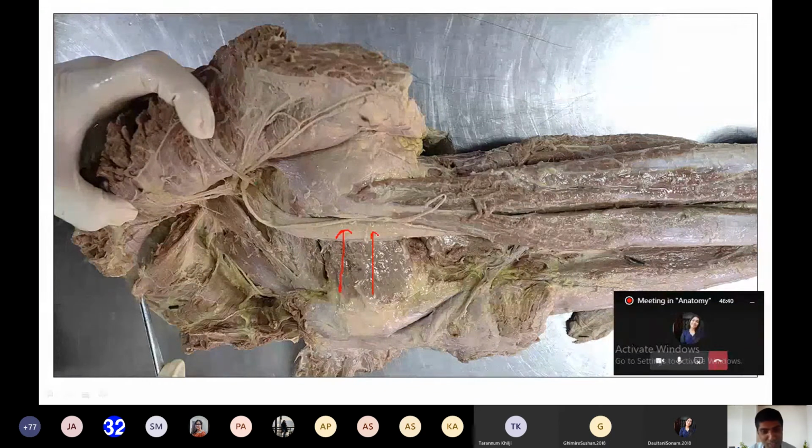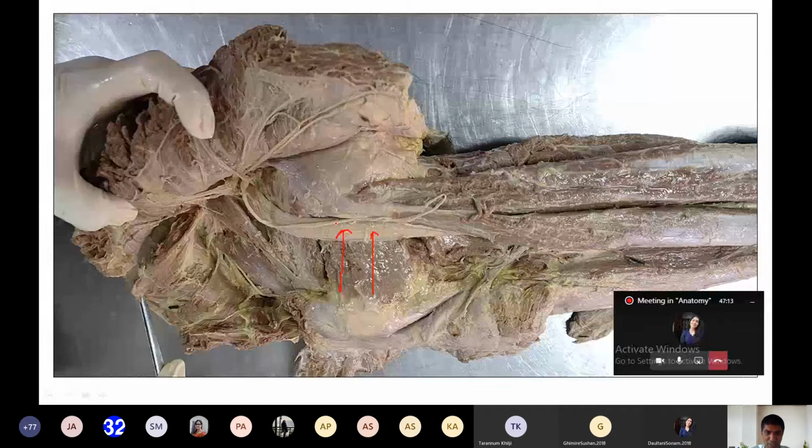After identifying, you have to know its root value: L4, L5, S1, S2, S3, you can easily say. It exits from the pelvic cavity through the greater sciatic foramen. This also you can easily say. And its terminal divisions, this also you can easily say. These are the tibial nerve and the common peroneal nerve. So some applied part also you can read related to this sciatic nerve.